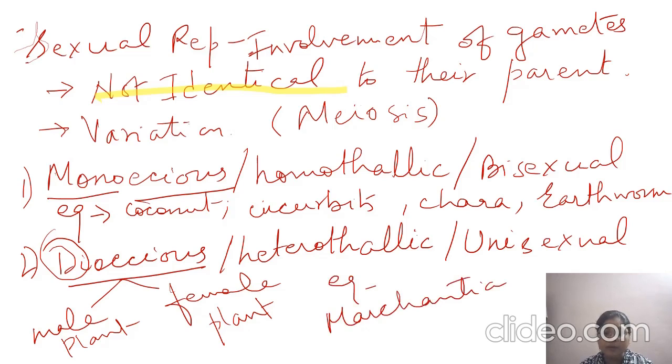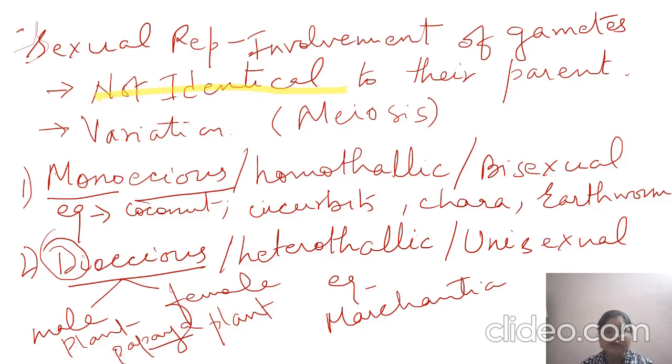Unisexual organisms are various. In animals, you can name so many organisms, cat, dog, so many are there, isn't it? So they are all unisexual organisms. In case of dioecious, if you say a male plant and a female plant, one of the best examples is papaya.